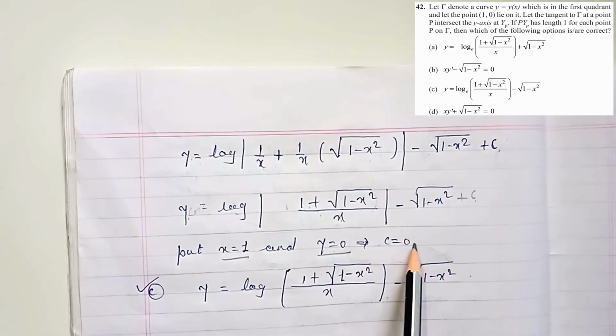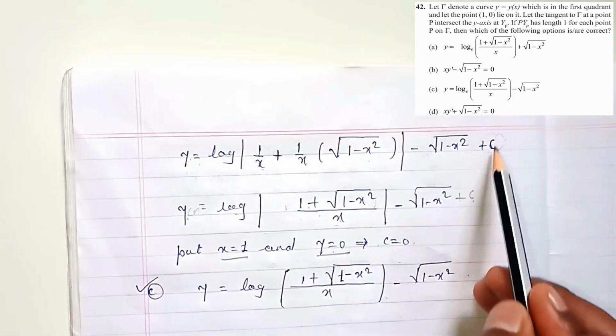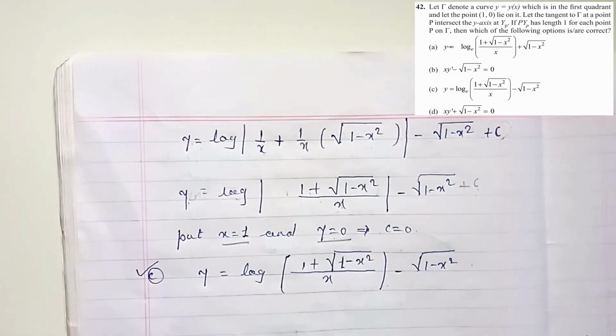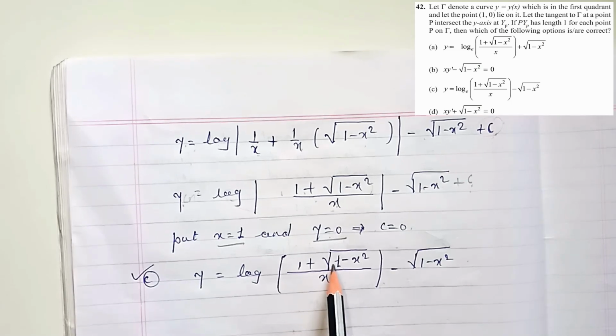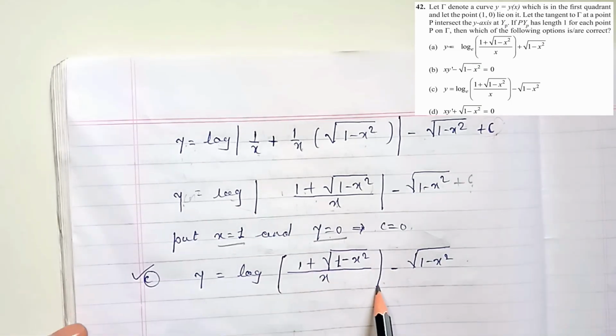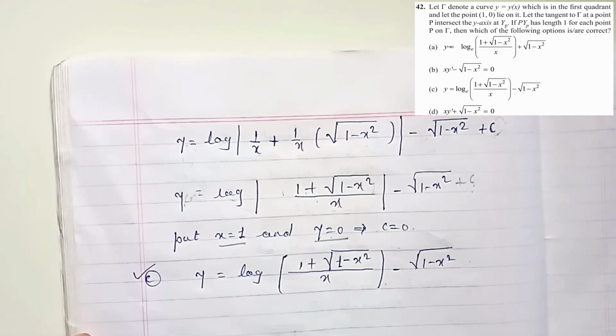If c is 0, then substitute it here. Since c is 0, we get the required value for y of x as log of bracket 1 plus square root of 1 minus x square upon x bracket complete, minus square root of 1 minus x square, which is the required option number c.